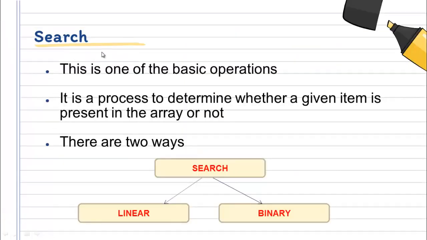Search. What is searching? This is one of the basic operations of array. It is a process to determine whether a given item is present in the array or not. And there are two ways of search. One is linear search, other one is binary search.